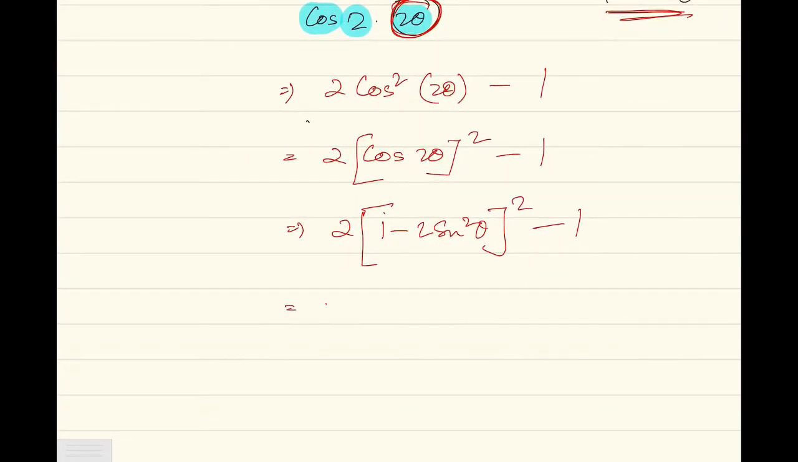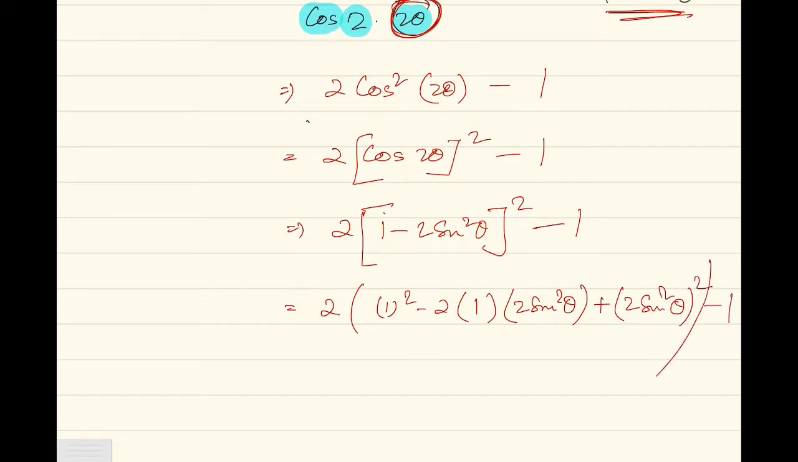This gives me 2 open bracket a minus b whole square. That will be a square minus 2ab, check this out, and then plus b square and minus 1, and ultimately close the bracket. Okay, that gives me 2 box bracket open 1 minus 4 sine square theta plus 4 sine to the power 4 theta, and then bracket close minus 1. Do you agree with this, everyone?